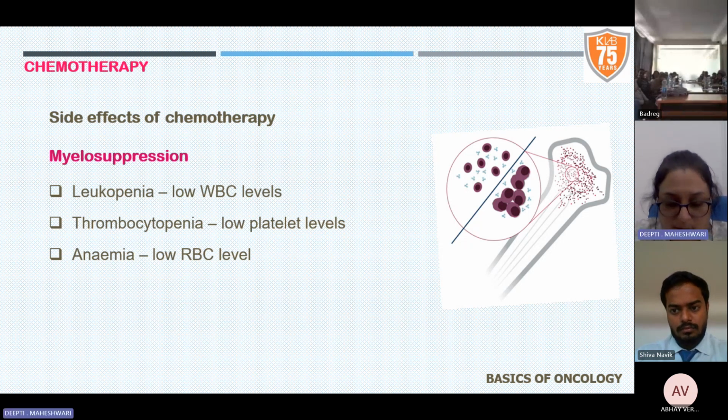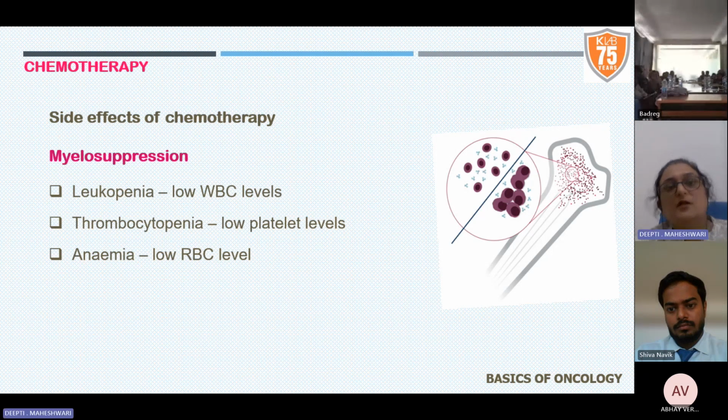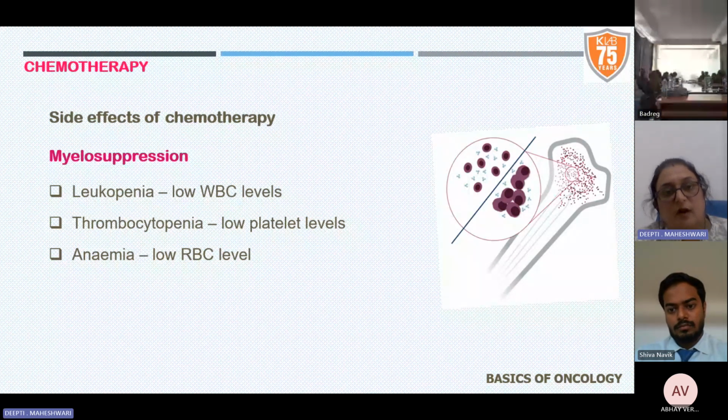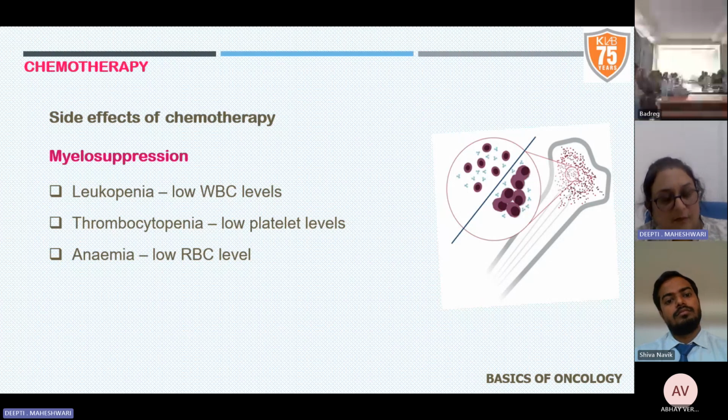So we saw chemotherapeutic drugs, we saw their classification, we saw their mode of action, we have seen the chemotherapeutic agents' role. Now we will be seeing the side effects. We need to understand the side effects because each chemotherapeutic agent has different side effects, but I will be touching upon the major side effects. Some of the major side effects of chemotherapy, the first and the biggest one, is myelosuppression.